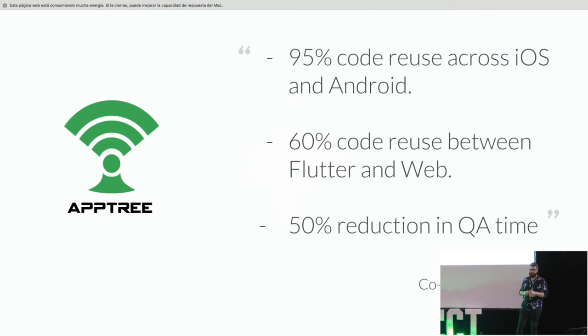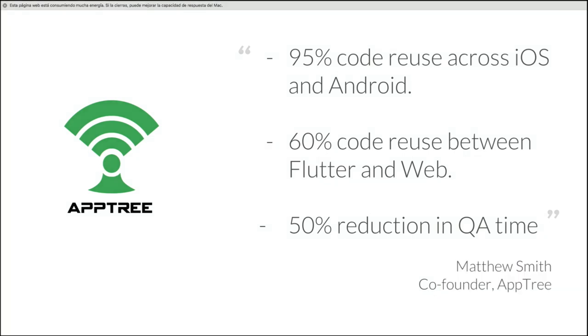Another really interesting fact, I thought, and these are some developers I met earlier in the year from AppTree, is that they were able to have about 95% code reuse between iOS and Android. And interestingly, because Dart also compiles for the web, you can use tools like Angular Dart. You can get about 60% code reuse amongst your Flutter and web apps as well. And because they were writing so much of their code in a single language, they found that they didn't need to spend as much time QAing. So this is a really interesting fact.